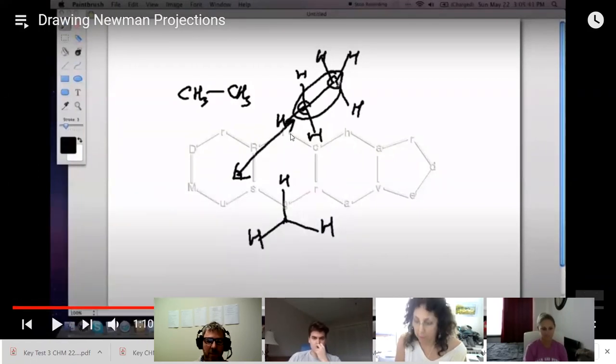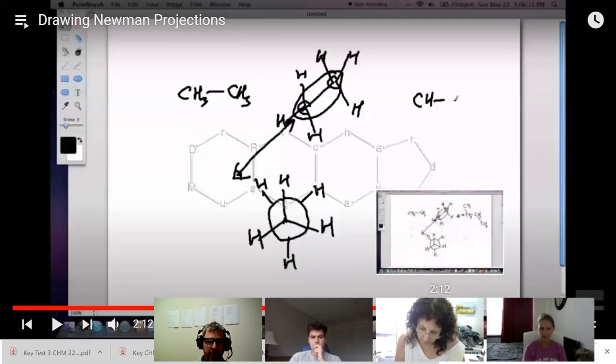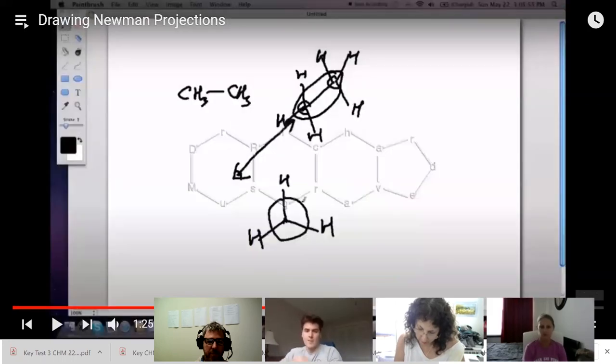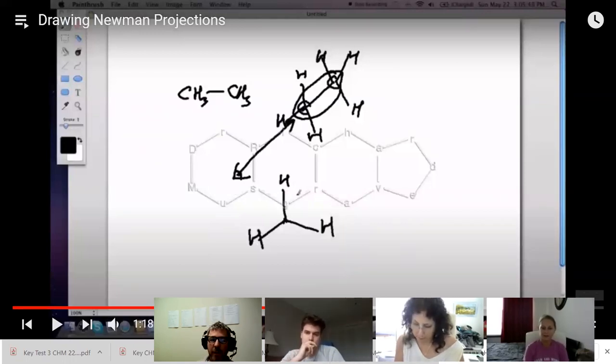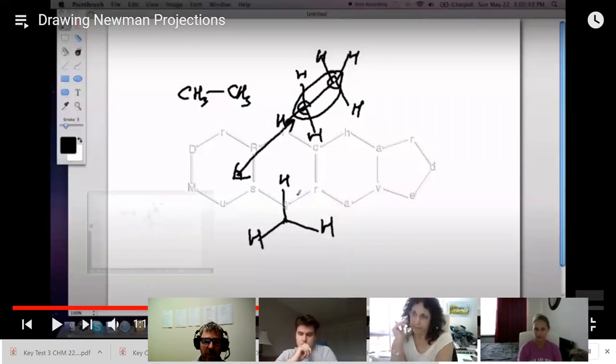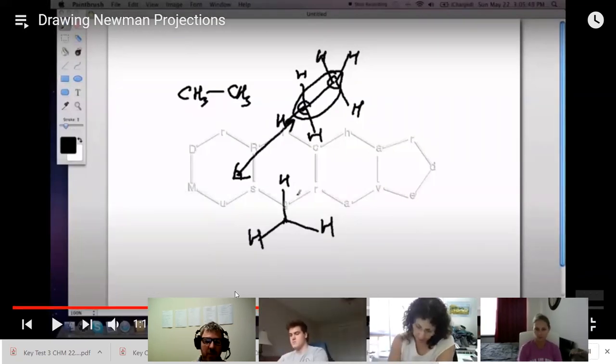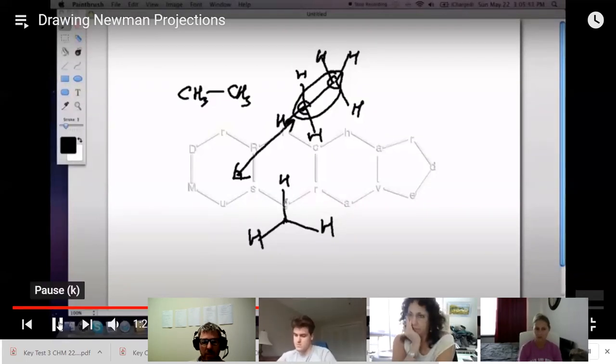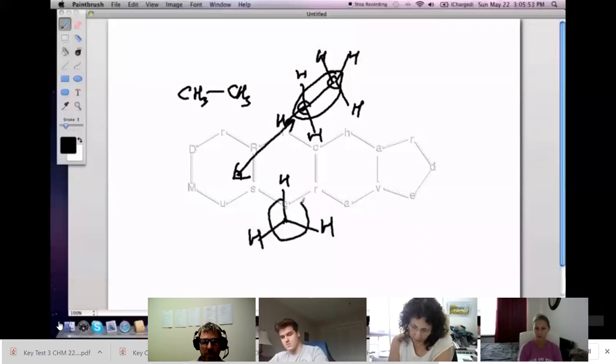What we're doing with the Newman projection, and it's really the same thing, is we just shift everything around. So this C is going to be at the front, and this C is behind it. We need a way to differentiate between the H's that are attached to the front C and the H's that are attached to the C behind it. So this is what we do. We draw a circle, and to this circle we'll connect the hydrogens that are connected to the back C.